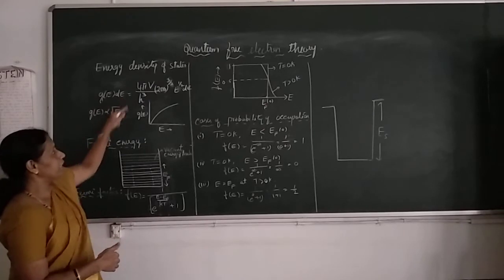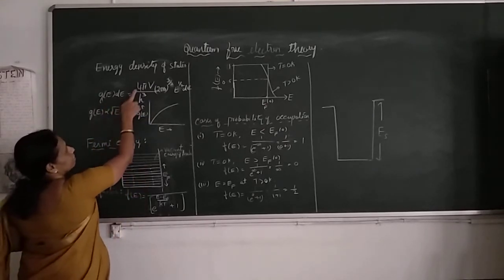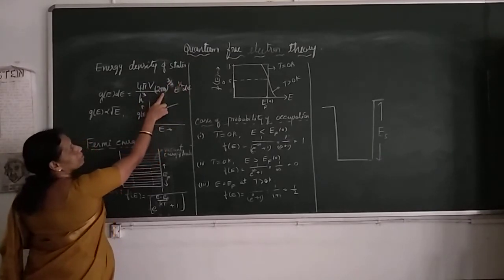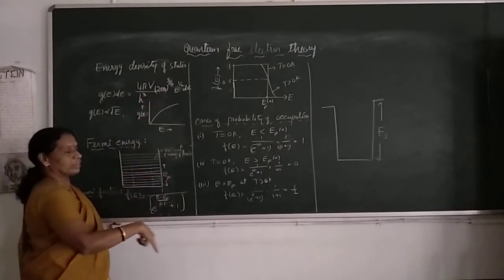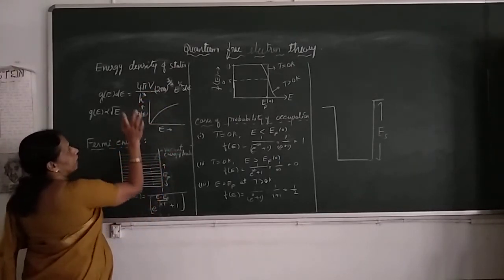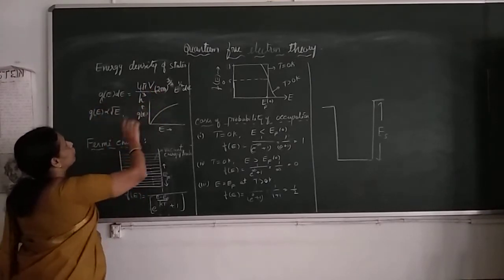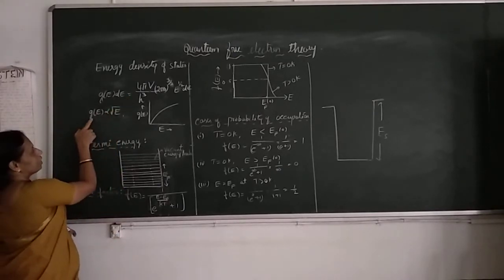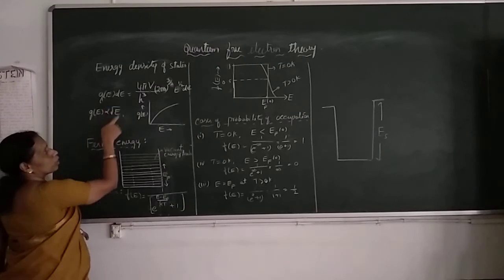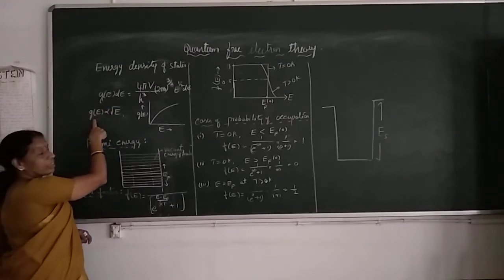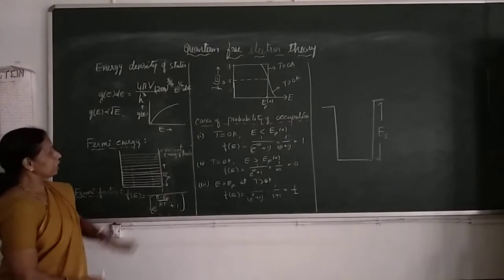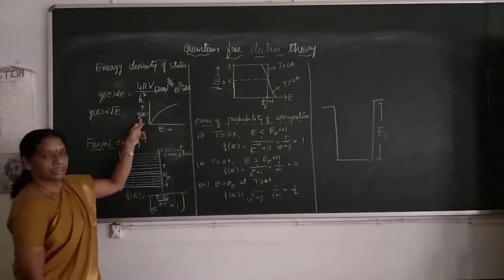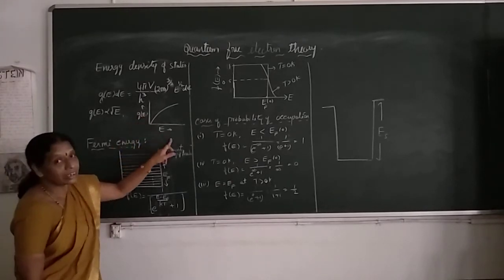G of E dE is given by this formula: G of E dE is 4 pi V by h cubed, times 2m to the power 3 by 2, times E to the power half dE. Here m is the mass of the electron, V is the volume of that potential box or metal, and h is Planck's constant. This is the expression for the density state function, and it says the density state function varies with energy as root of E. This is how the density of states varies with the energy.